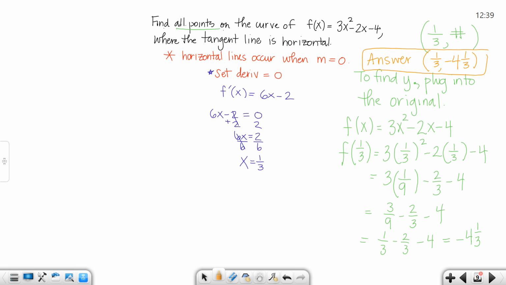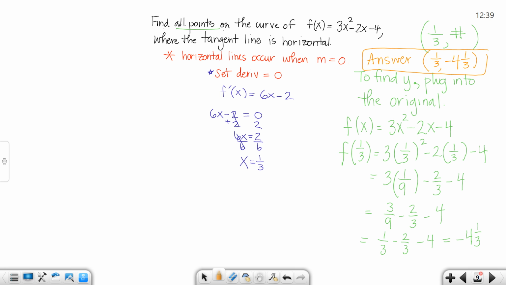to 0. So I took the derivative of this function at the top, so I brought down my 2. 3 times 2 gives me 6x. When I took the derivative of negative 2x, I got a negative 2, and I set that equal to 0. So 6x minus 2 equals 0, and I solved that out, and I got that x equals 1/3. Well, you'll notice up there it said all points. So it doesn't just want x equals 1/3, it wants the point.